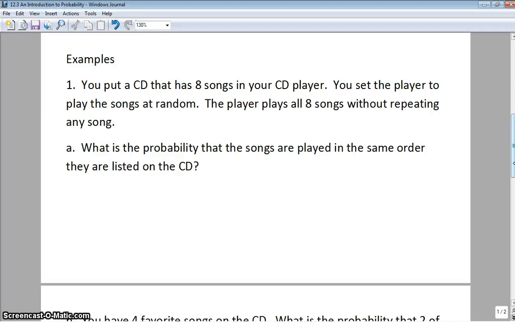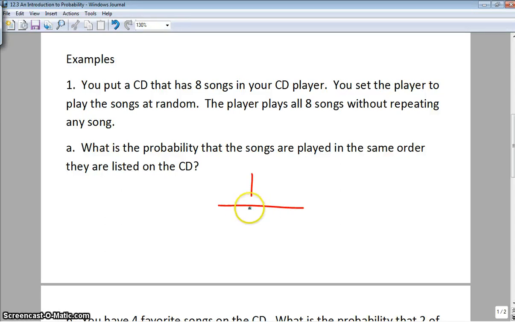If, let's say, we put a CD in a player that has 8 songs. If you set the player to play the songs at random, and the player plays all 8 songs without repeating any song, what is the probability that the songs are played in the same order that they are listed on the CD? So we have to think of what would be a favorable outcome and how many total outcomes are there. A favorable outcome would be if the songs were played in the same order as they are listed on the CD. So we know that there is only one way for that to happen. Out of how many ways can we play the 8 songs that are on the CD?